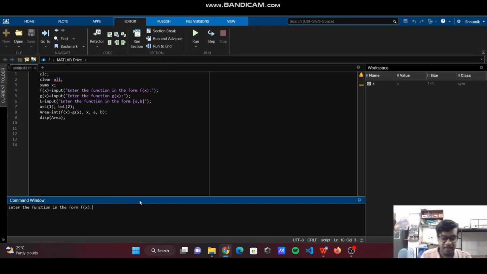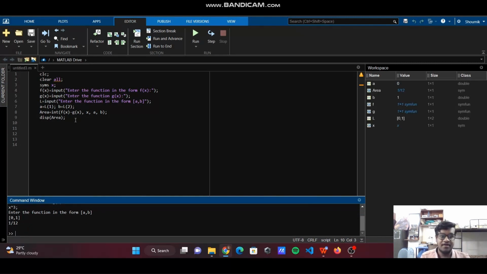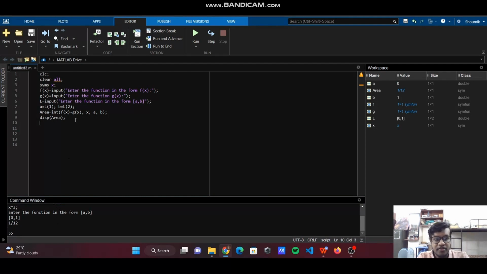And let's see if this code runs. Yeah, here it asks us for f of x. So let's put x square. G of x, x cube. Now we know the common area between them lies between 0 to 1. So we'll put the limit L as 0, 1. And it gives us the answer 1 by 12, which is the correct answer. You can try it with an integral calculator. So I think we understand how to integrate between any two given functions f of x and g of x with respect to x, given that we know the common range in which they lie.